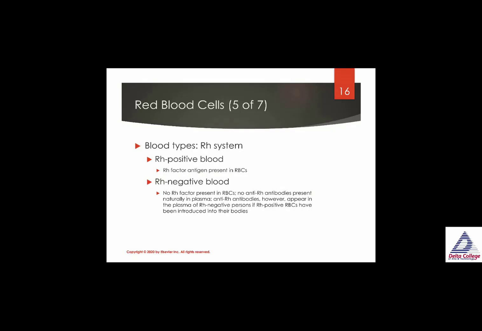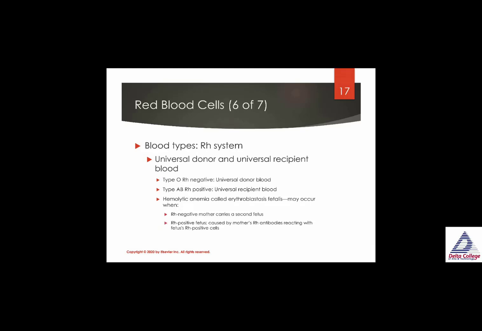So Rh positive blood means that the Rh factor antigen is present in the red blood cells. That's when you get a positive behind the B or the A or the O. Rh negative gives you the negative sign. That means there's no Rh factor present in red blood cells, and no anti-Rh antibodies present naturally in the plasma. Anti-Rh antibodies, however, appear in the plasma of Rh negative persons if Rh positive red blood cells have been introduced. So we need the positives and the negatives to not go against each other here.